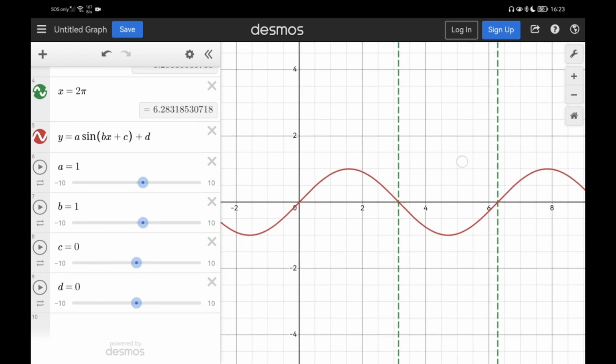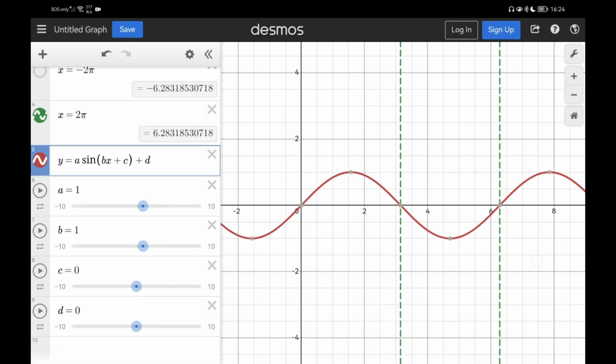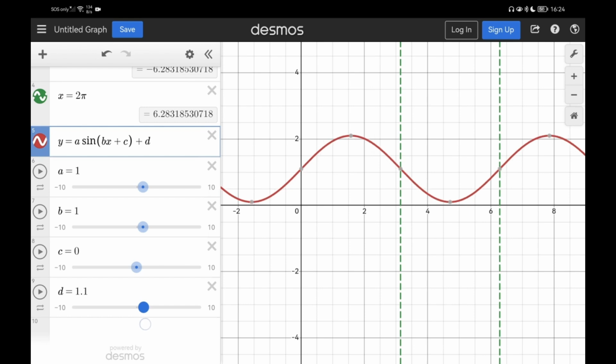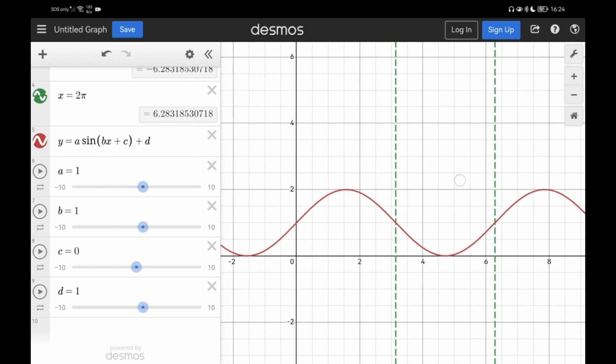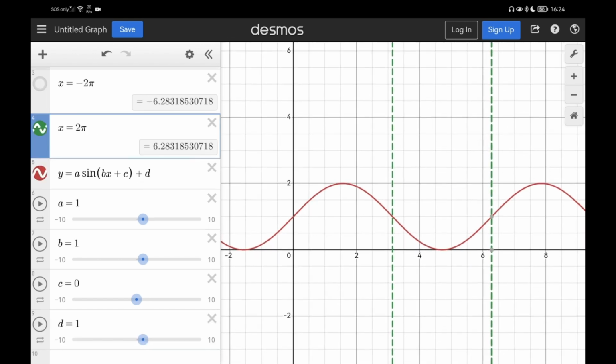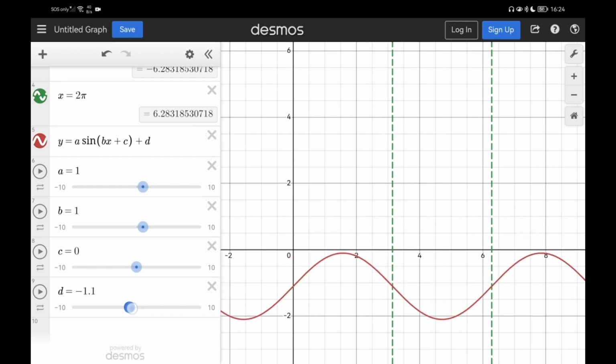So for the sine function, if it undergoes the vertical transformation, we can only vary the d. So if you vary it by 1, your graph should look like this. As you can see, the graph moves up by 1 unit. So what about the below one? As you can see, the sine graph moves down by 1 unit, but the amplitude still doesn't change.